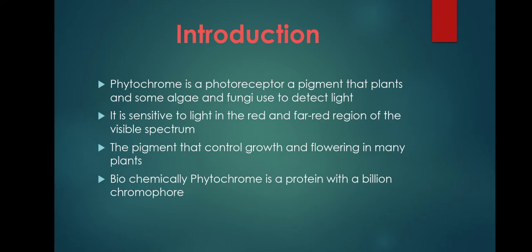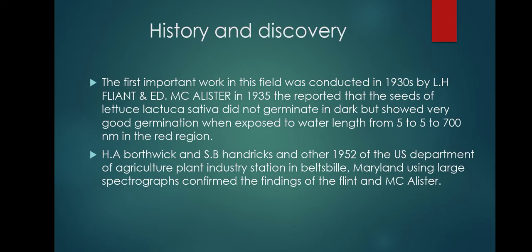About the introduction of phytochrome. Phytochrome is a photoreceptor pigment that plants and some algae and fungi use to detect light. It is sensitive to light in the red and far-red region of the visible spectrum, which controls growth and flowering in many plants. Biochemically, phytochrome is a protein with a bilin chromophore present in it.